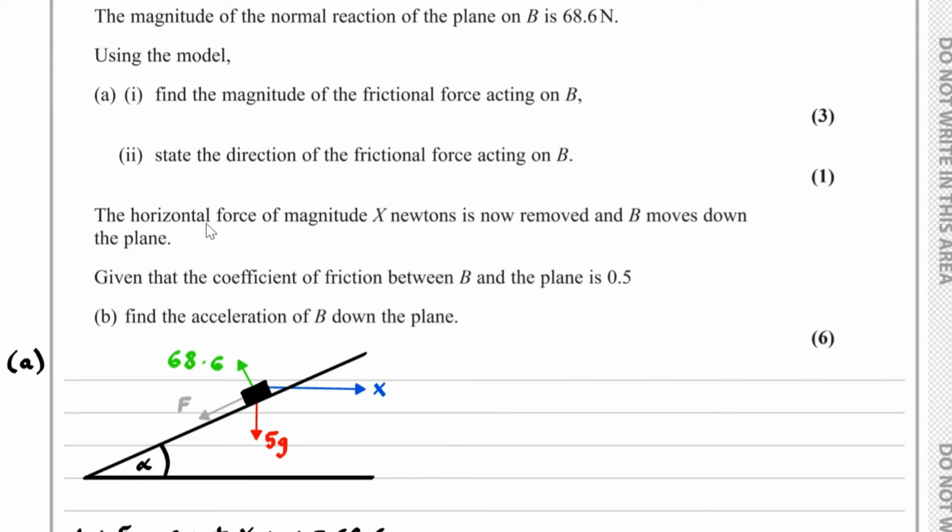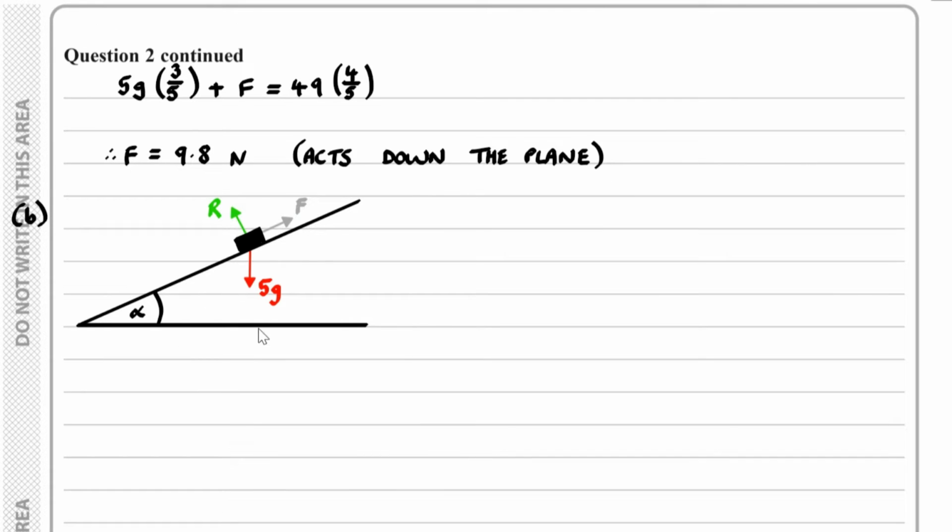Now, the horizontal force of magnitude x newtons is now removed and B moves down the plane. And given that the coefficient of friction between B and the plane is 0.5, we have to find the acceleration of B down the plane. Well, here is a diagram representing the situation. If the block moves down the plane, friction would oppose it, so friction would act up the plane in this case. We would have a new reaction force because there is no external force, and we still have the weight of the block 5g acting vertically downwards.